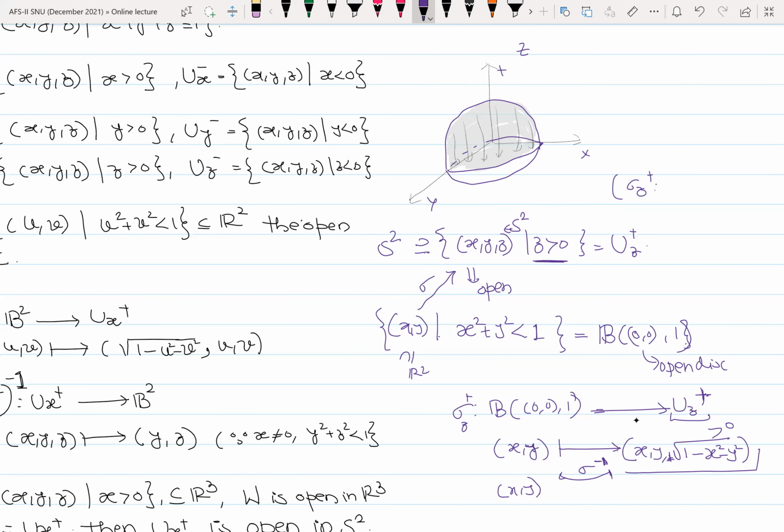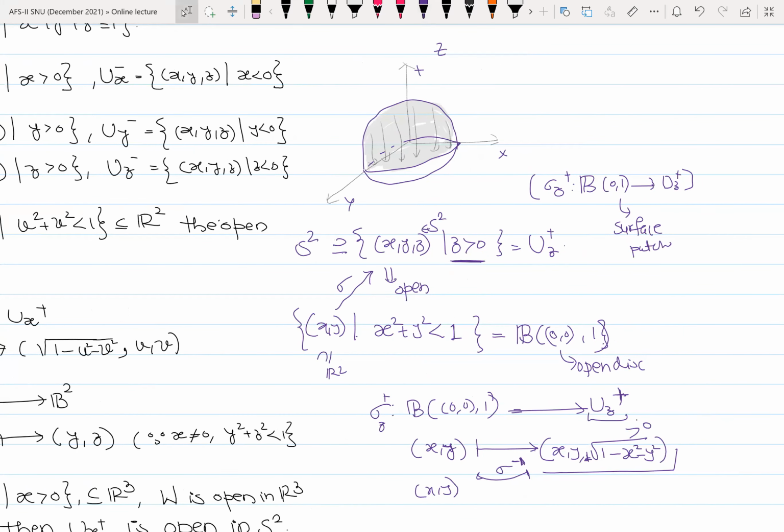This is going to be a surface patch. Are you convinced by this? This is going to be one of the surface patches. Are you convinced by this? Yes, ma'am. But this is certainly not enough. To cover this sphere you need another surface patch also. So what is that surface patch?